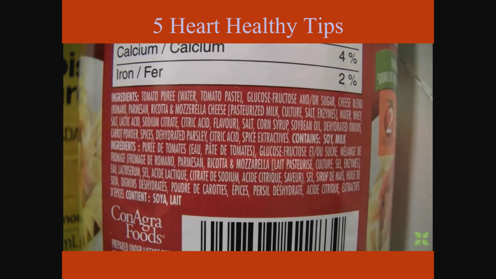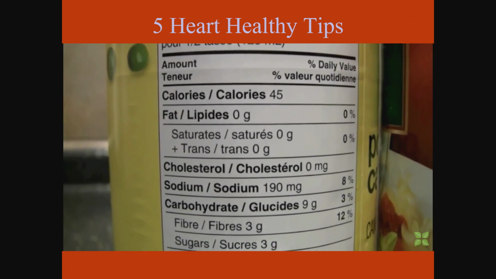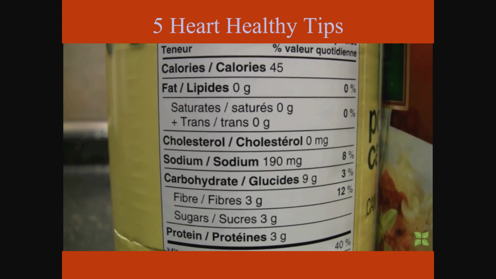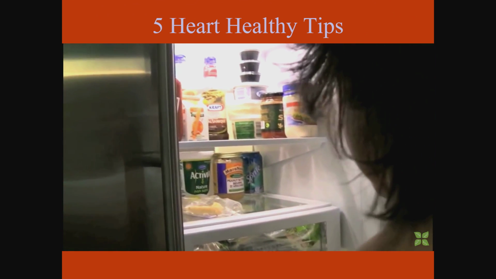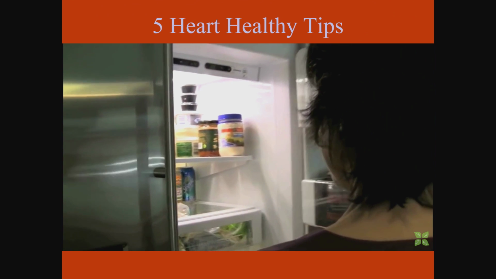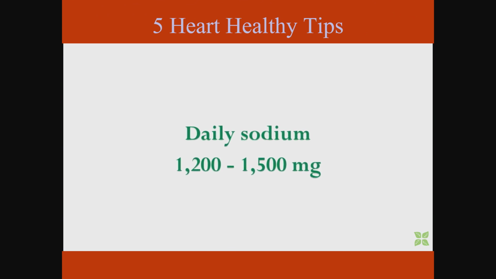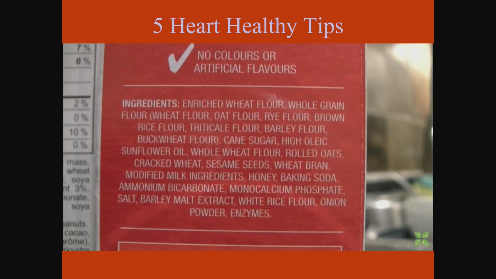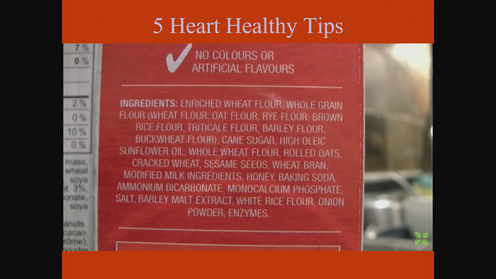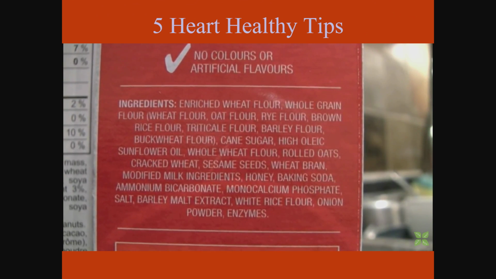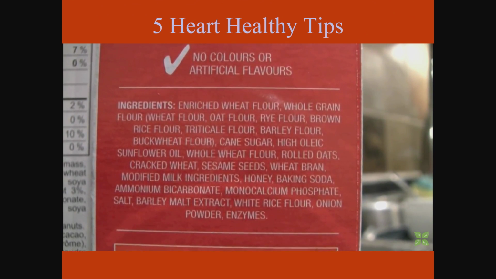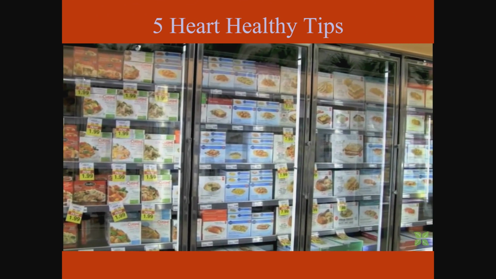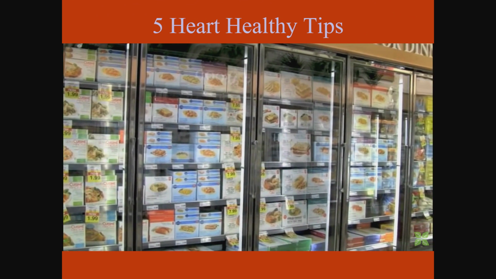A few things to look for: a low sodium food contains 200 milligrams or less per serving. Limit your total daily sodium intake to between 1,200 to 1,500 milligrams, or about half a teaspoon. For trans fats, the labels should read 0, but beware. Some foods may contain trans fat in the ingredient list without showing up on the label, so avoid foods containing partially hydrogenated oils and shortenings.